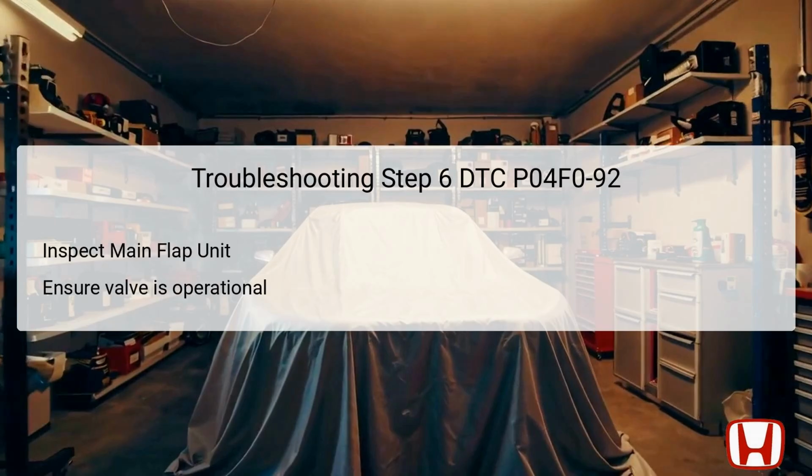The sixth step involves a careful inspection of the main flap unit, which serves to regulate fuel vapor flow. Careful assessment is needed to determine if the shutoff valve is functioning correctly. It should be closed when not in use and free of any damage to the seals. These seals are essential for preventing leaks during regular operation.